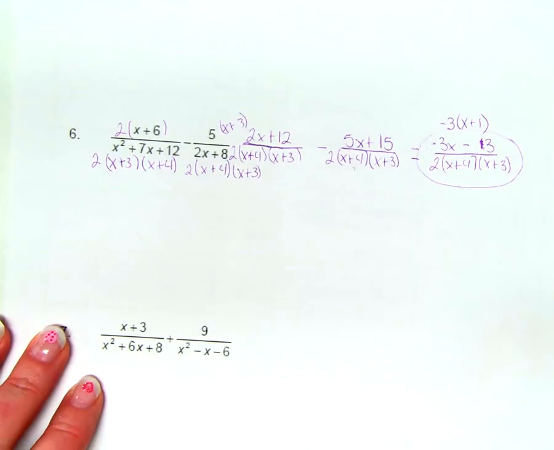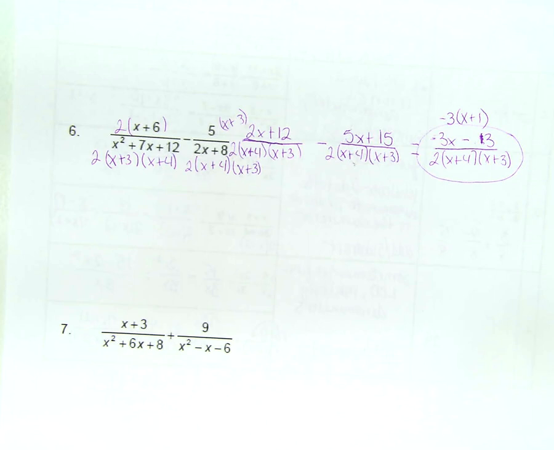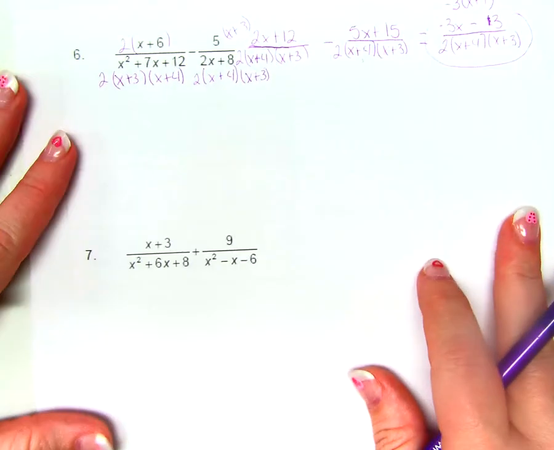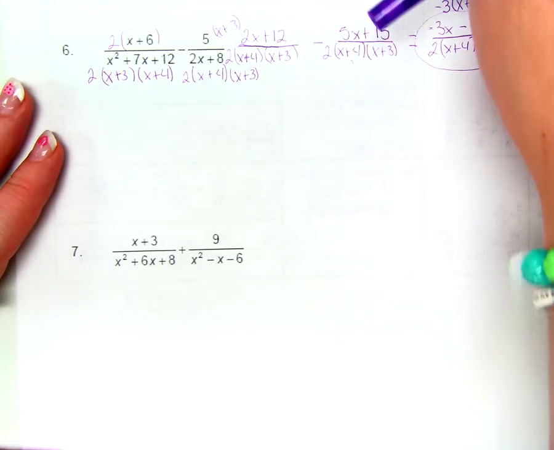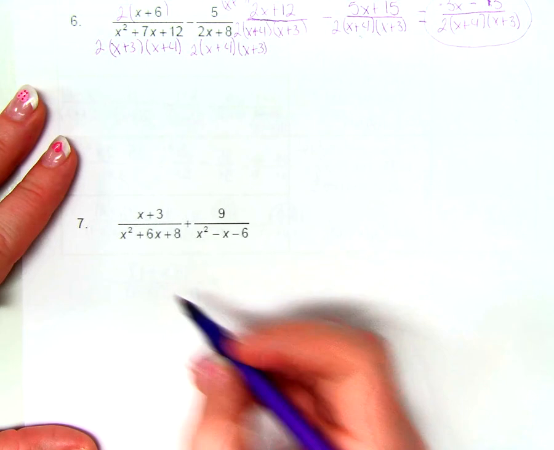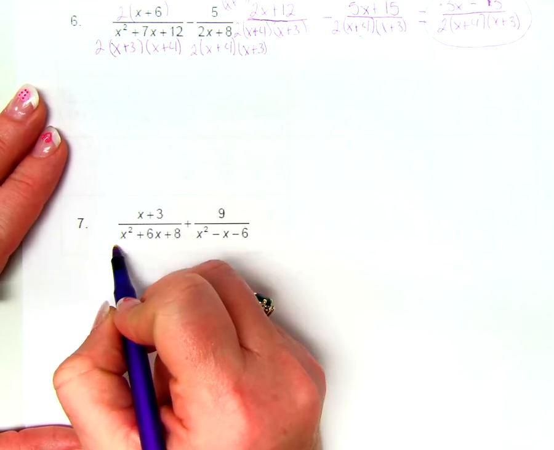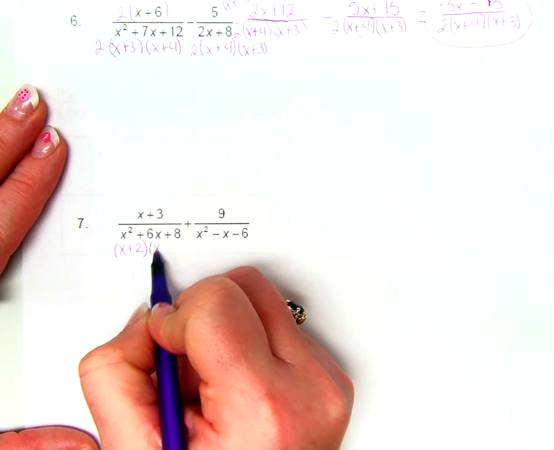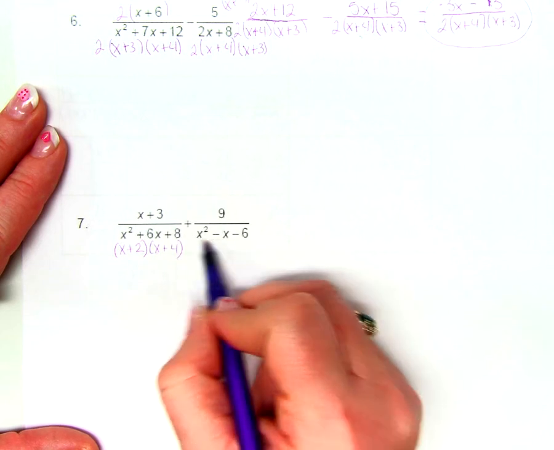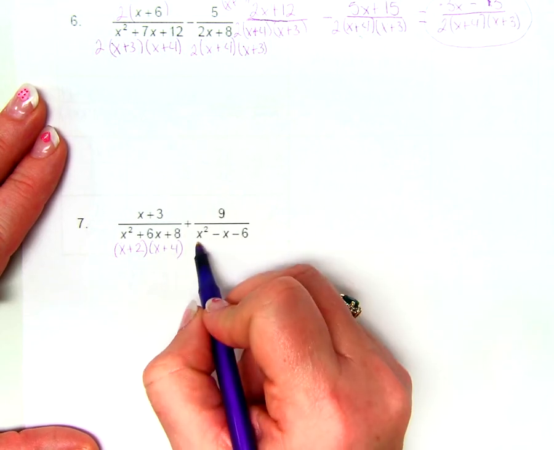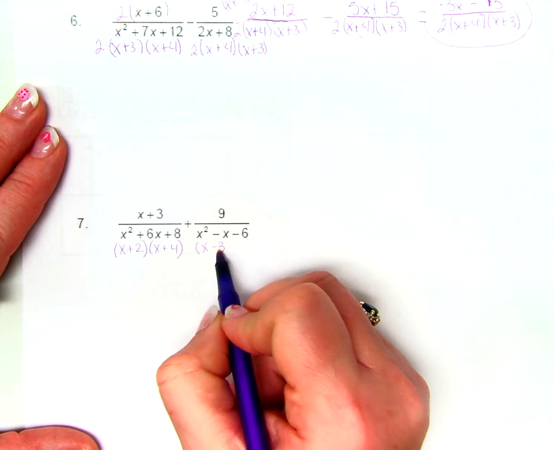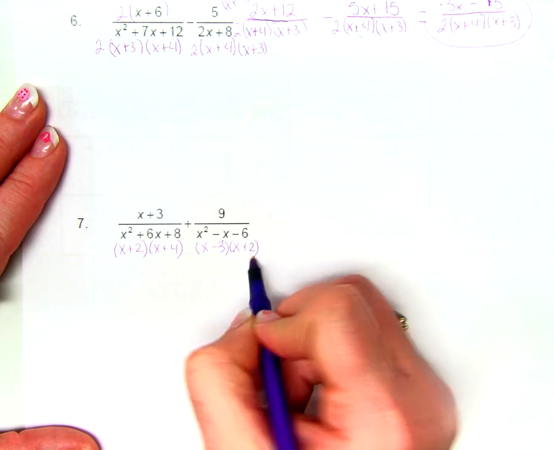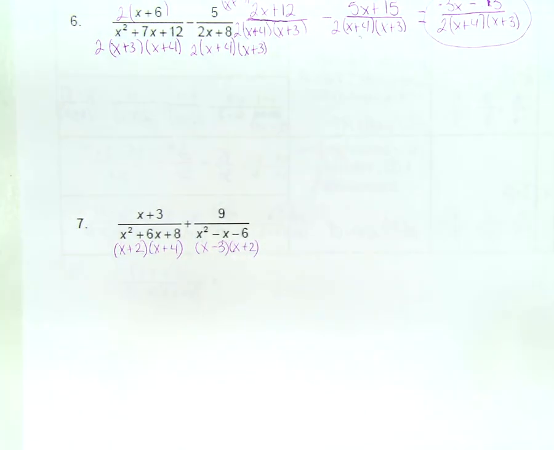Okay. If you don't mind, I'll just do it because we're getting close to the end. I don't want you to miss out on anything, okay? I know you can do it. I promise I do. You already done? Good. Okay. So, I'm going to factor this first. What are my factors? X plus 2 and x plus 4. Very good. What about this one? Right? X minus 3 and x plus 2.